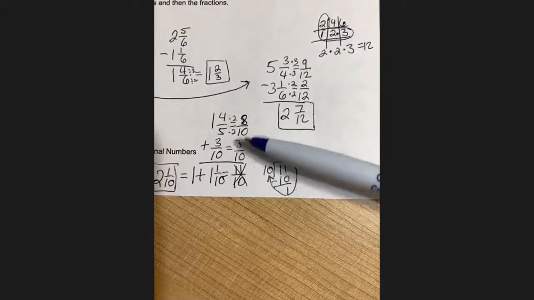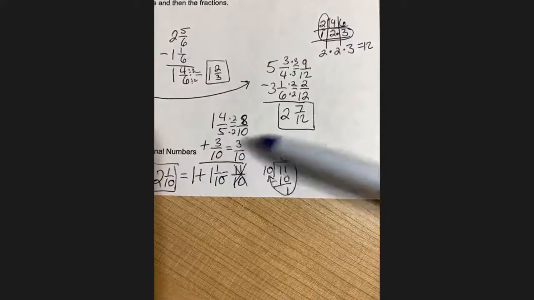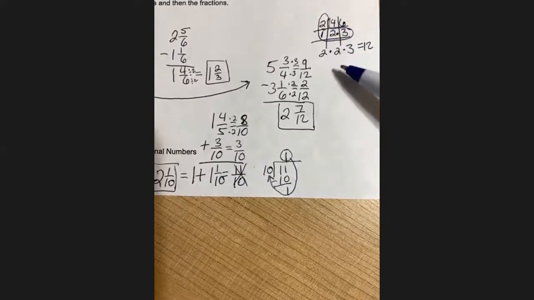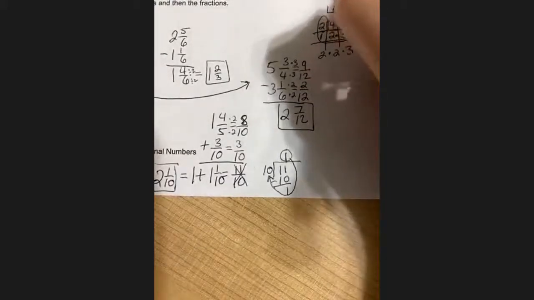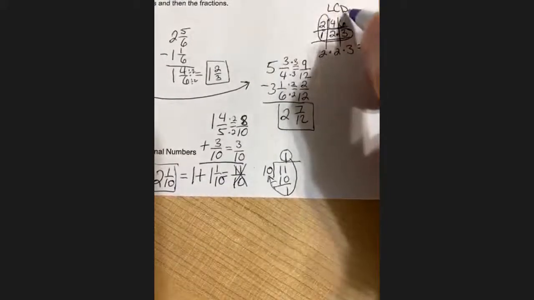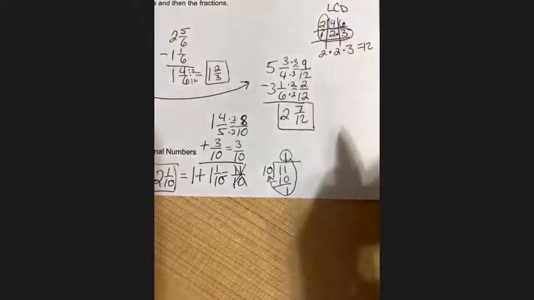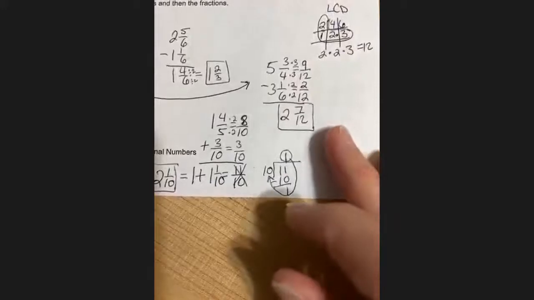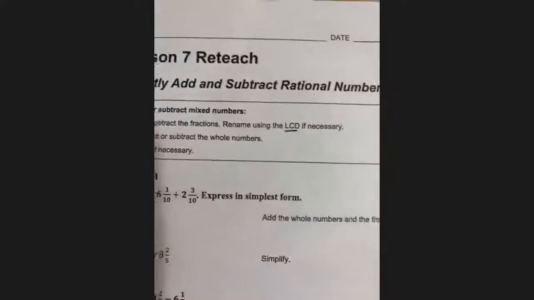So you want to look for some shortcuts. Does the one number divide into the other? Am I going to use tic-tac-toe to find the LCD? It's completely up to you. And again, LCD stands for least common denominator, which is why you see the L here, standing for least common denominator, multiplying those out. So this is the conclusion of lesson 7 reteach.